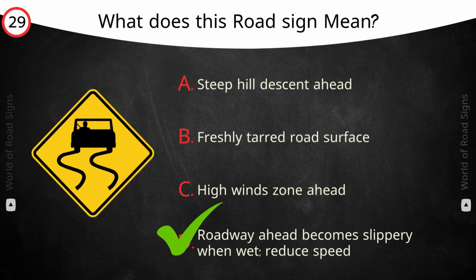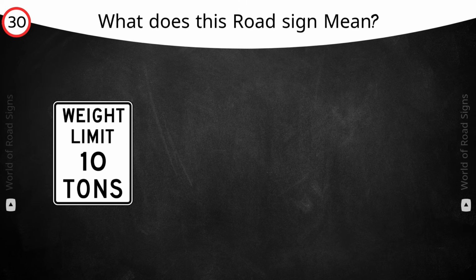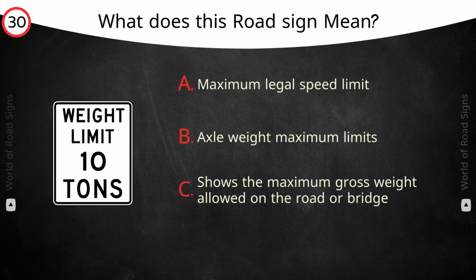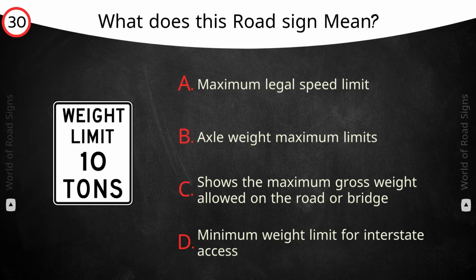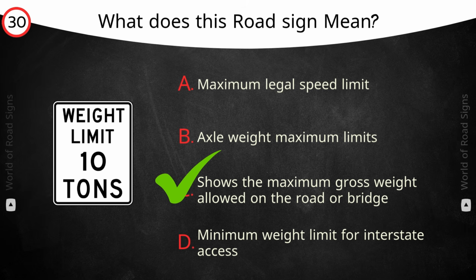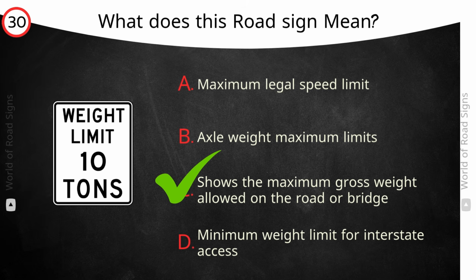Reduce speed. Question 30. Do you know the meaning of this sign? A. Maximum legal speed limit. B. Axle weight, maximum limits. C. Shows the maximum gross weight allowed on the road or bridge. D. Minimum weight limit for interstate access. Well done if you selected option C. Shows the maximum gross weight allowed on the road or bridge.